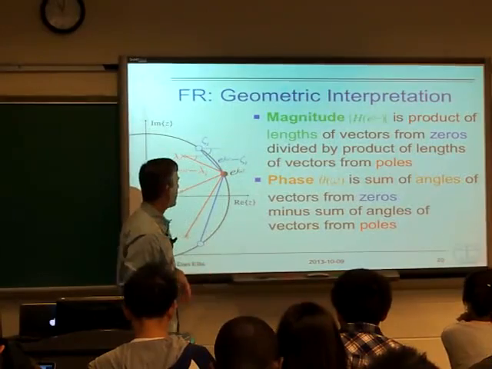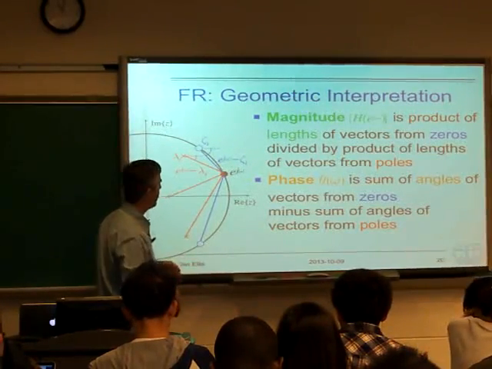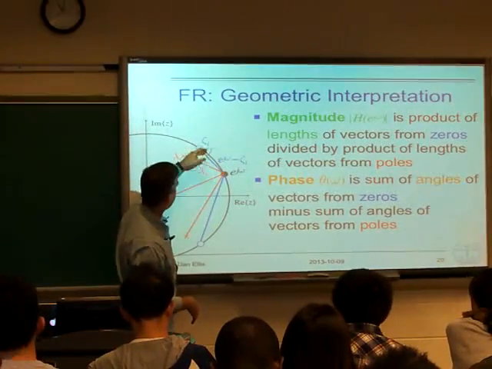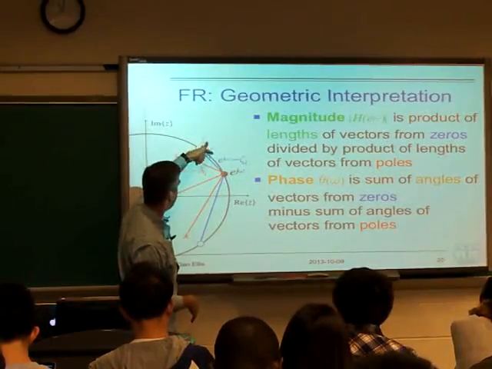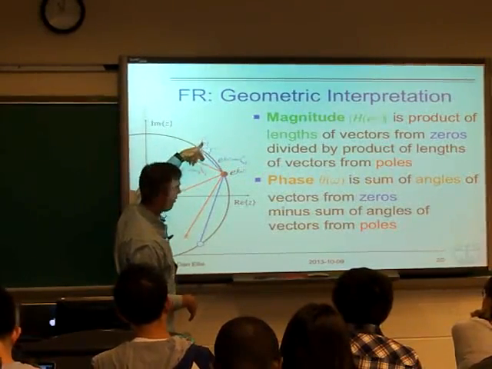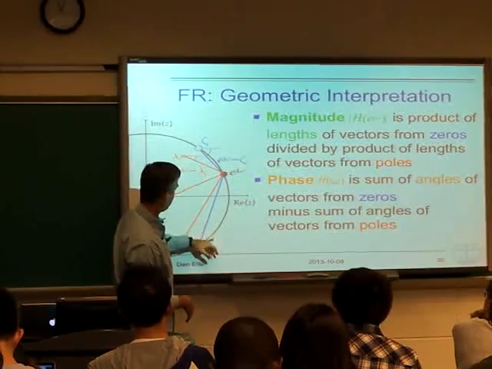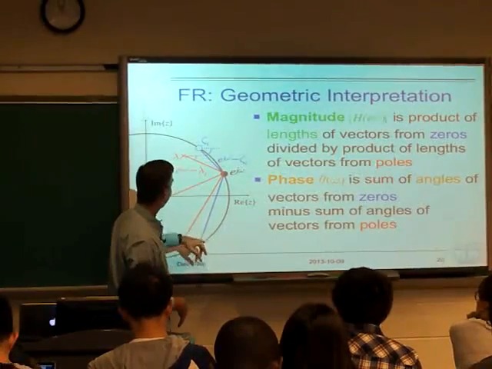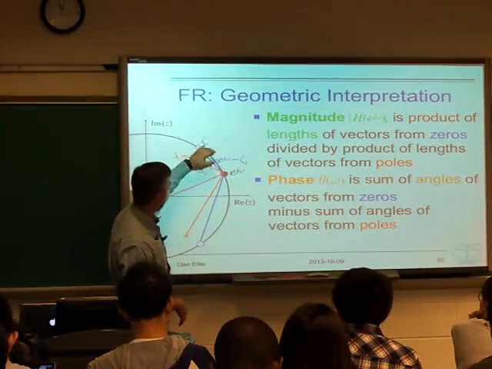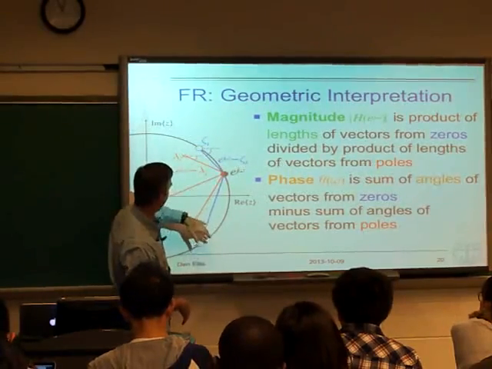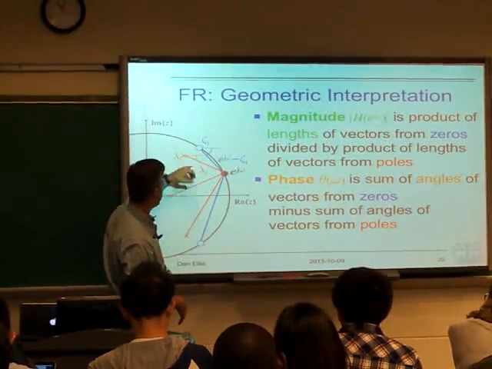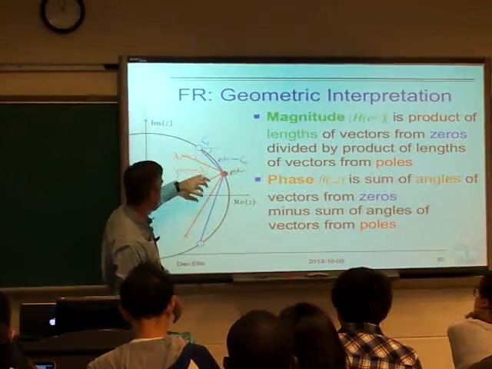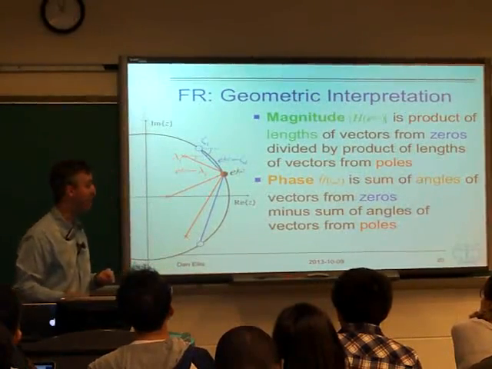Similarly, the phase, which we sometimes write as θ(ω), is the sum of the angles of these vectors here. The angles are relative to 0, and this is actually a negative angle here, negative π over 4 or something. This one's positive, 3π over 8 or something. So it's the sum of the angles from the zeros minus the sum of the angles from the poles. And again, as this frequency changes, these angles change, and so the overall phase of the system is going to change accordingly.